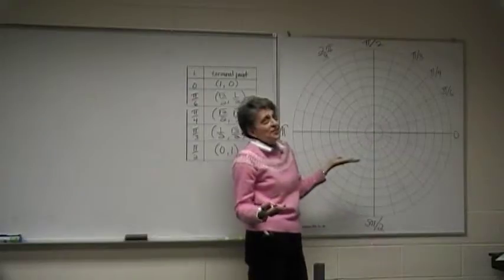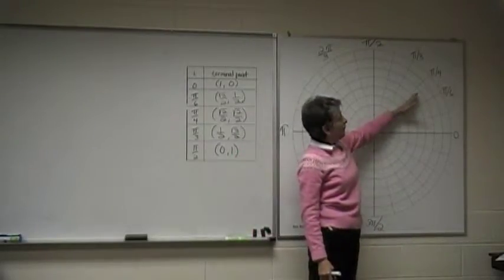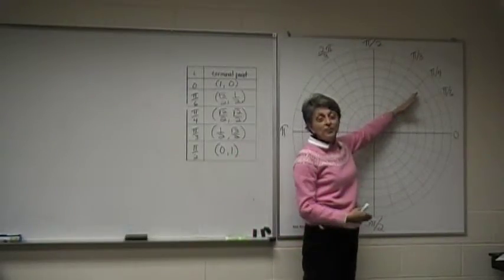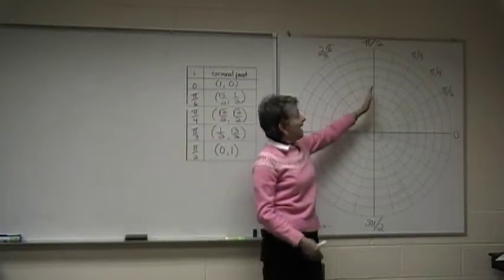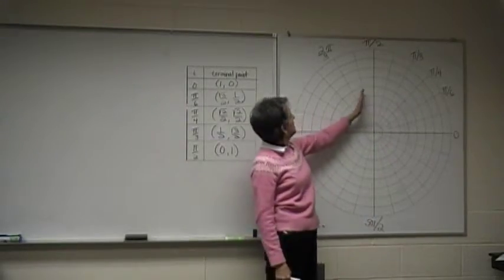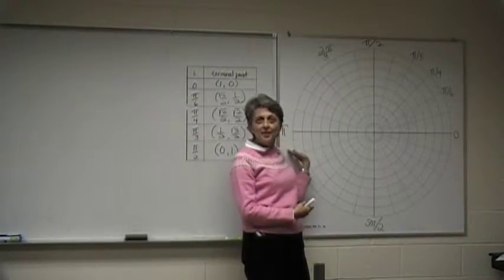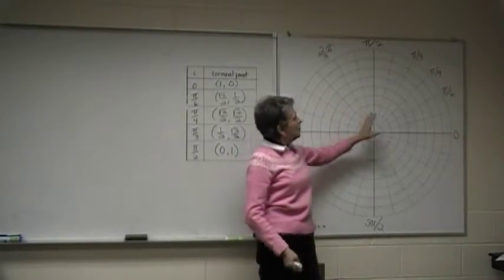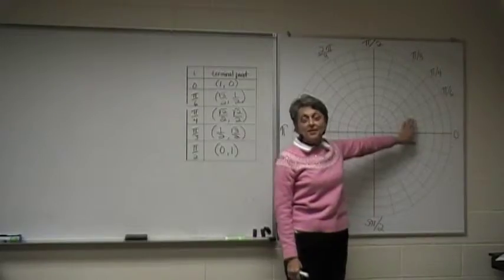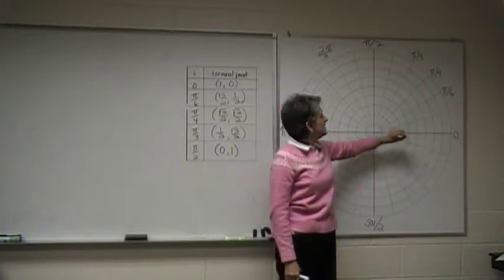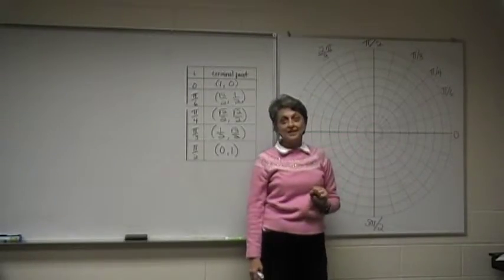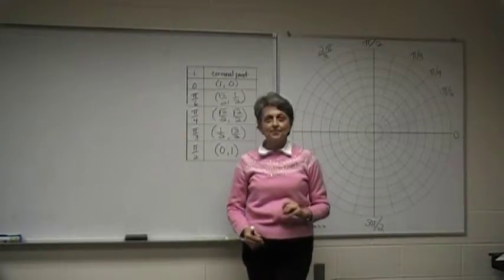I could divide it into fourths. Pi over 4, or 1/4 pi. Half is 2/4. I would have another measurement over here that would be 3/4 pi, and then pi again. We also quite often divide pi into 6 parts. So this is pi divided by 6, or 1/6 pi.